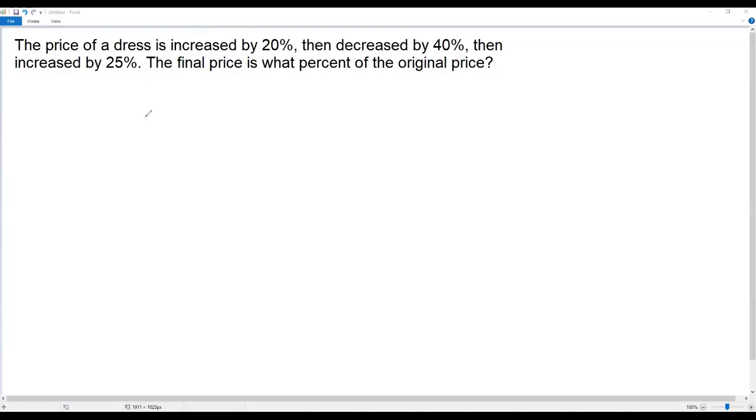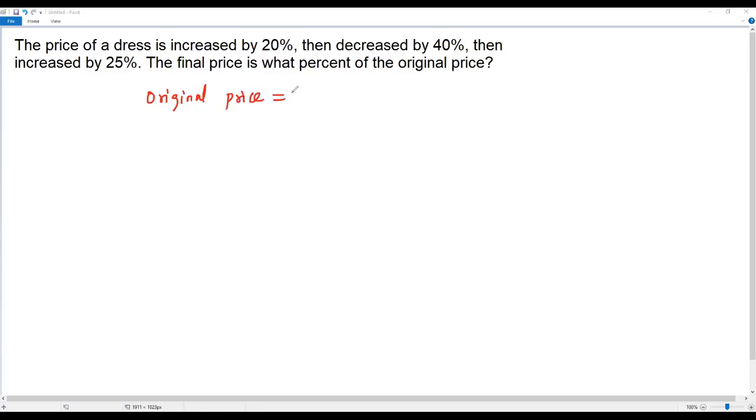Actually, the original price of the dress is not given, but the original price at first is increased by 20%, then decreased by 40%, then increased by 25%. So in this kind of problem, which is based on percentage, there is an unknown quantity like the original price in this problem. So I have to assume the original price as $100.